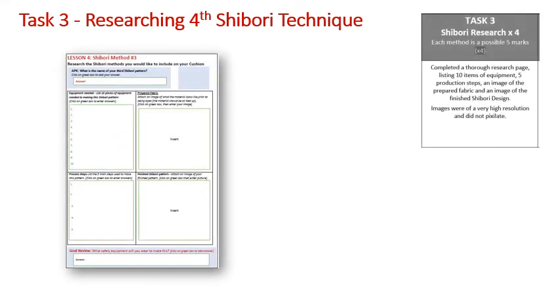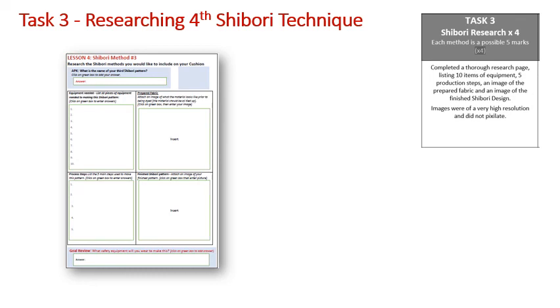Well done. Now let's have a look at the rubric again. Like all the other research pages, this is worth 5 marks. And if you want to get that 5 out of 5 marks, and I hope you do, what you need to have done is completed a thorough research page listing 10 items of equipment, 5 production steps, an image of the prepared fabric and an image of the finished Shibori design.